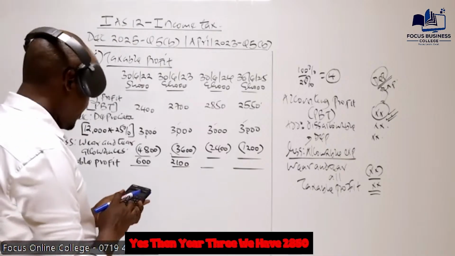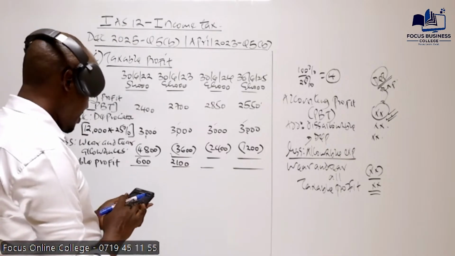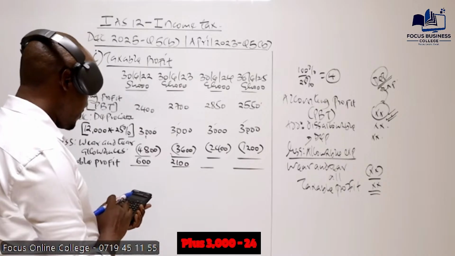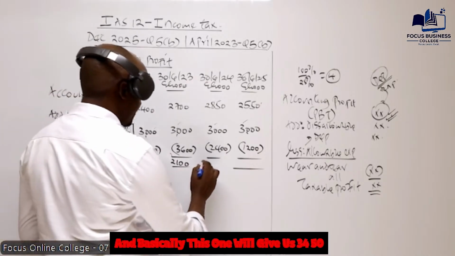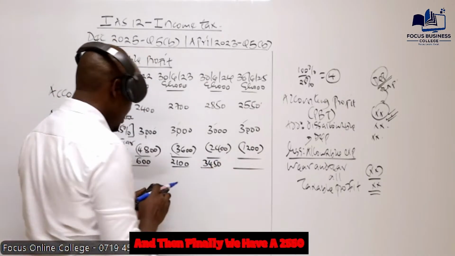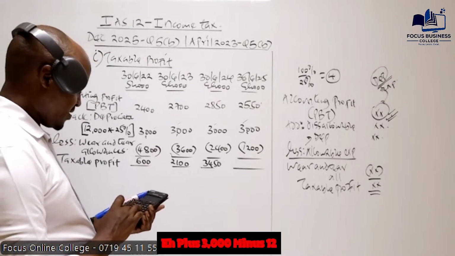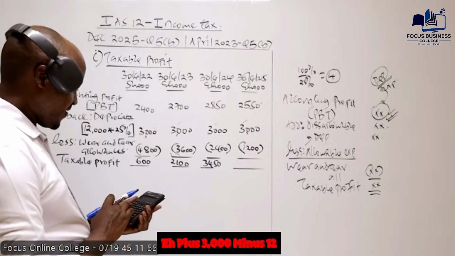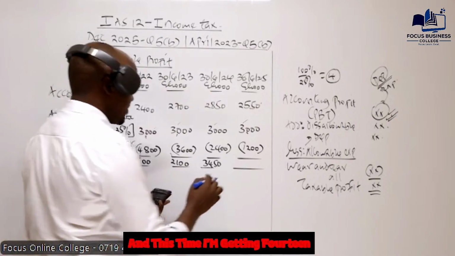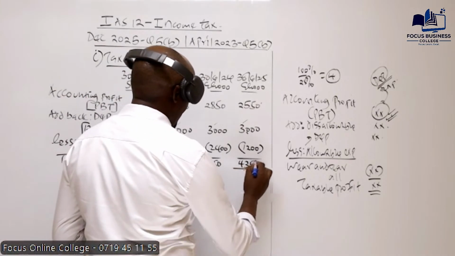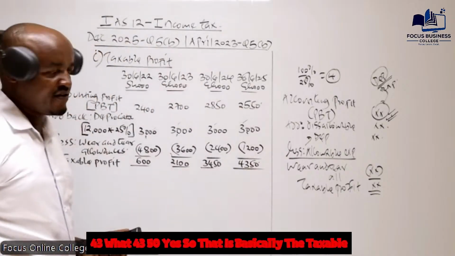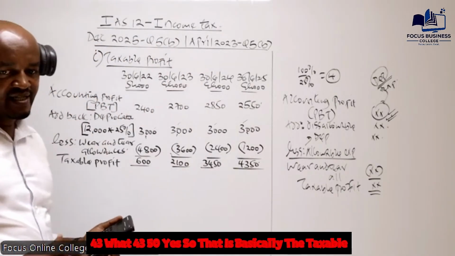Then year 3, we have 2,850 plus 3,000 minus 24, and this will give us 3,450. And then finally, we have 2,550 plus 3,000 minus 1,200, and I'm getting 4,350. Yes, so that is basically the taxable profit.